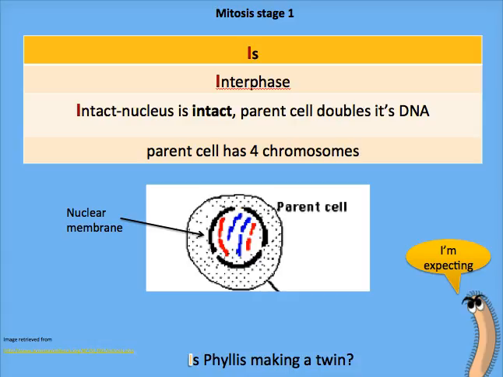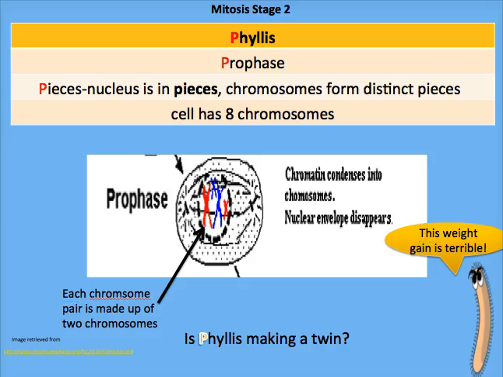The first stage of mitosis is interphase. During interphase, the parent cell is busy doubling its DNA. One key sign of interphase is the intact nuclear membrane. At the end of interphase, the cell will have doubled its DNA and gone from 4 chromosomes to 8. Interphase and intact both start with the letter I, so we know they go together.